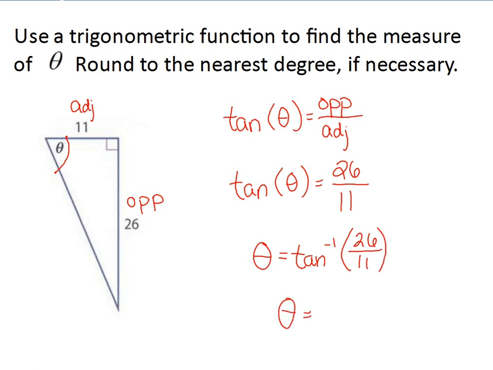We're going to go ahead when we find our angles and round them to the nearest degree. And if on your calculator you do the inverse tangent of 26 divided by 11, you will be left with 67 degrees.